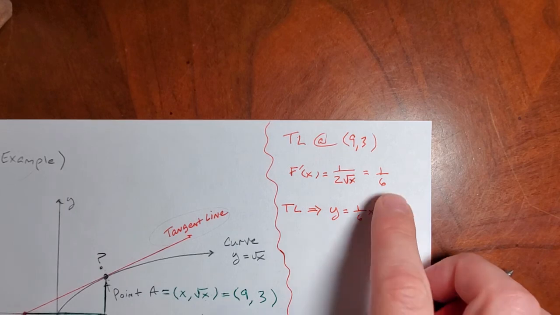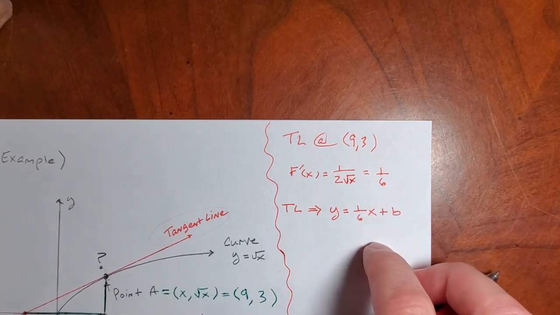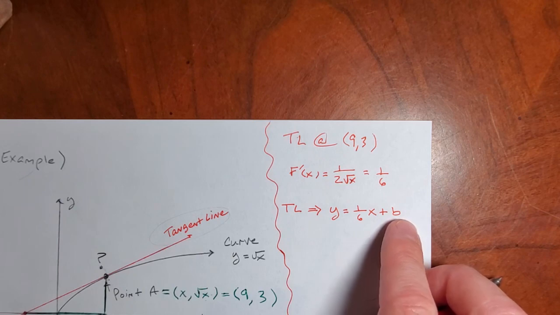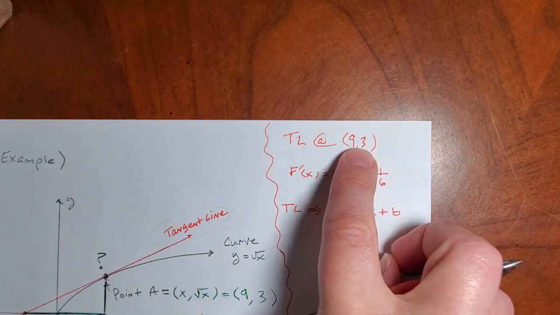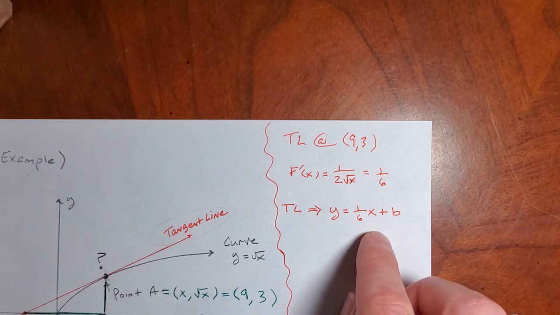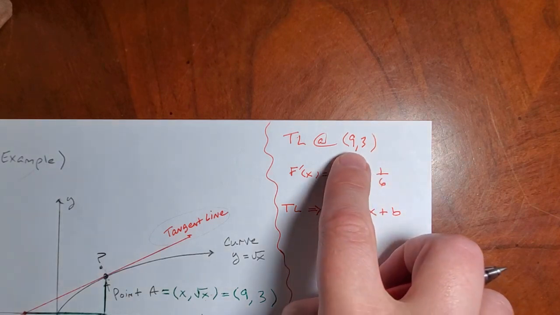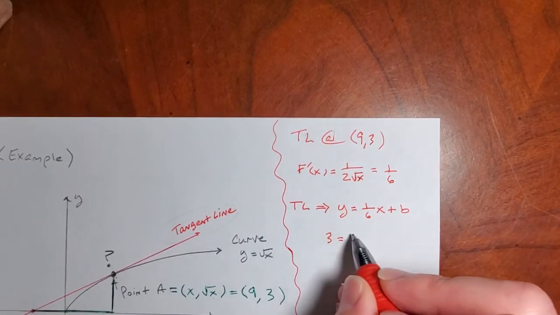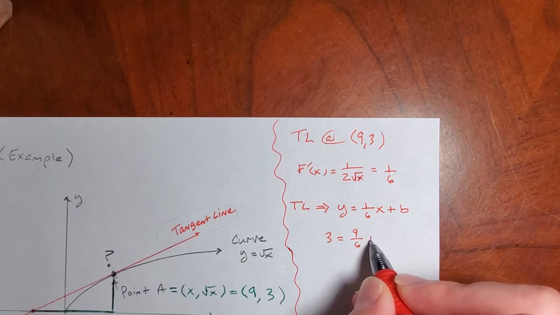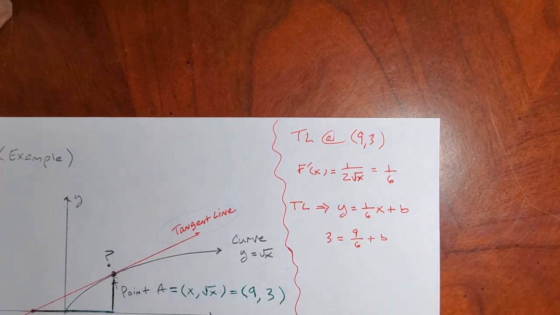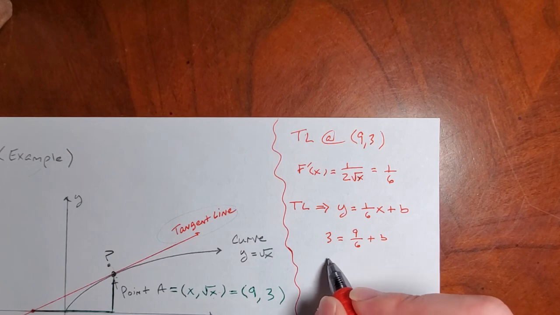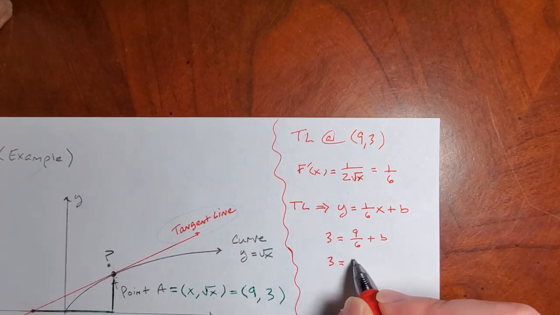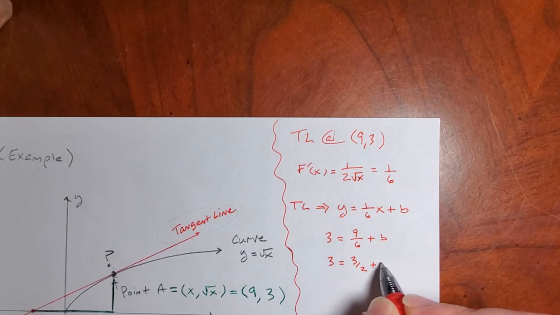Okay, now we're almost there. So I know the slope. How do I find b? Well, again, this point is on the equation of this line. So I will use the fact that if x is 9, y is 3. So it's 3 equals 9 over 6 plus b. And 9 over 6 reduces to 3 over 2. So this is 3 over 2 plus b. Okay, and then if you subtract, it makes b equal to 3 over 2.